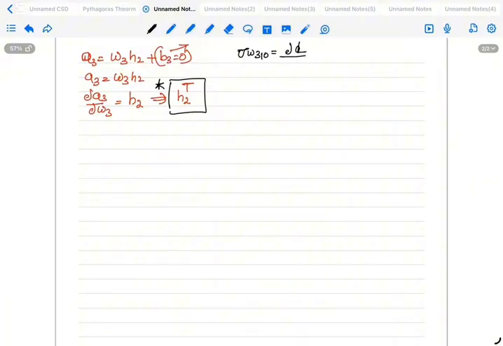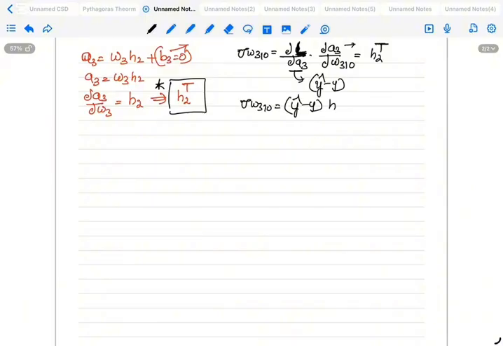Delta W3 equals ∂L/∂A3 into ∂A3/∂W3. The differentiation of the loss function with respect to the pre-activation A3 is y hat minus y, and the other value is H2 transpose. So delta W3 is y hat minus y times H2 transpose.